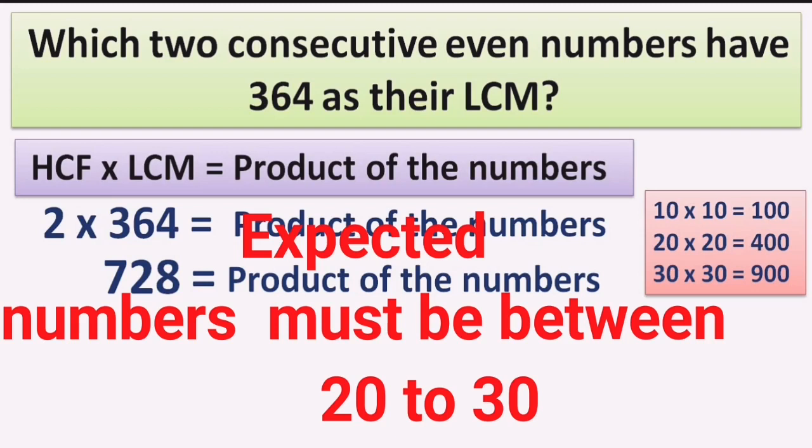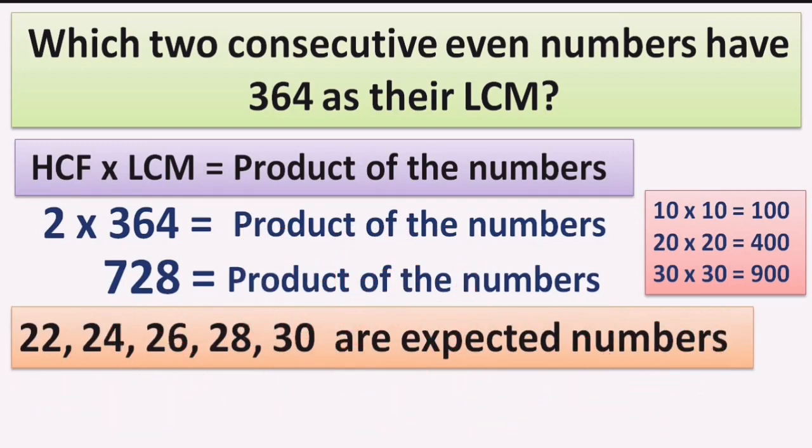Now we have to write all the even numbers from 20 to 30, right? The numbers are 22, 24, 26, 28 and 30. Now locate the position of 728. That will guide me from which side to begin, from 30 downward or from 20 onwards. Okay, now 728 is nearer to 900, so I will start checking from 30 downward, right?